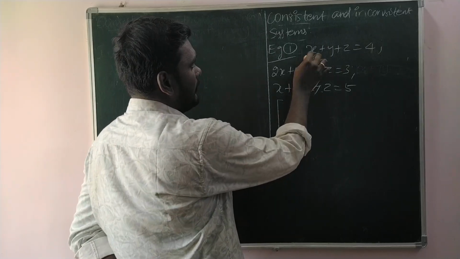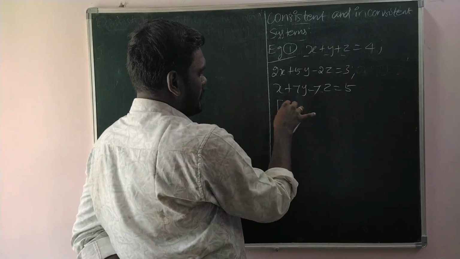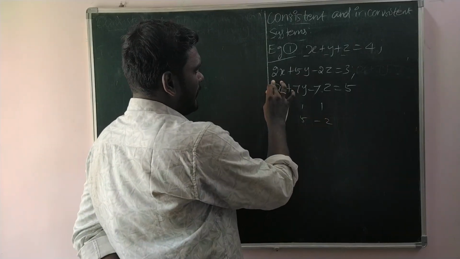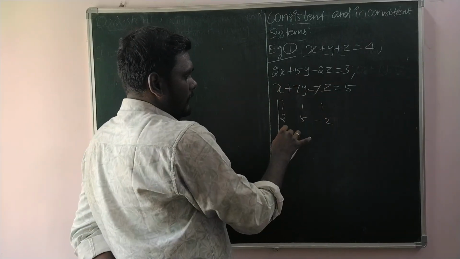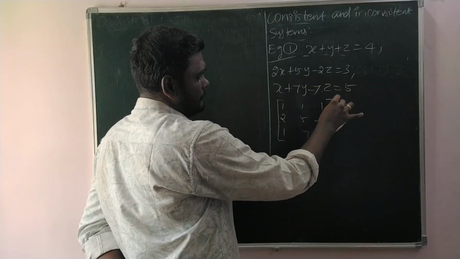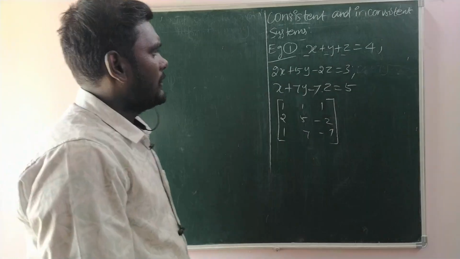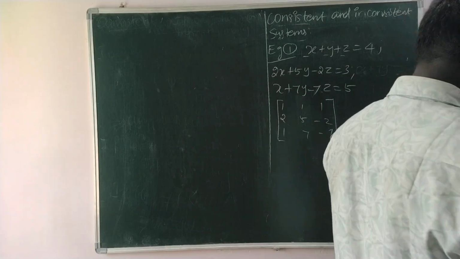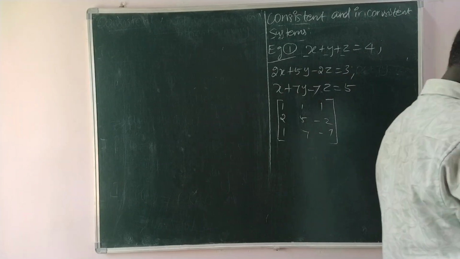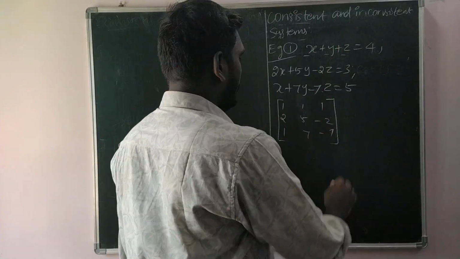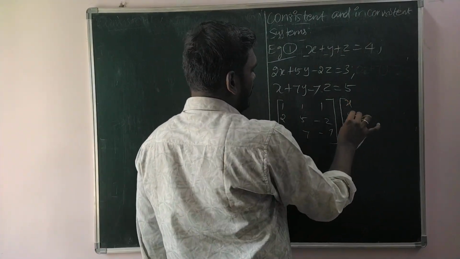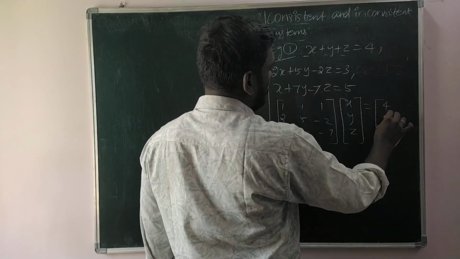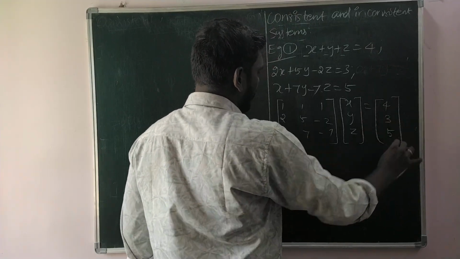So the coefficient matrix: x coefficient, y coefficient, z coefficient, that is 1, 1, 1 and 2, 5, minus 2, these numbers alone I am writing, and this is 1, 7, minus 7. Okay, let me check the question once again. This is x plus y plus z is equal to 4, 2x plus 5y minus 2z is equal to 3 and x plus 7y minus 7z is equal to 5. Yes, okay. Then the variable matrix, here x, y, z, and this matrix, this is 4, 3, 5.